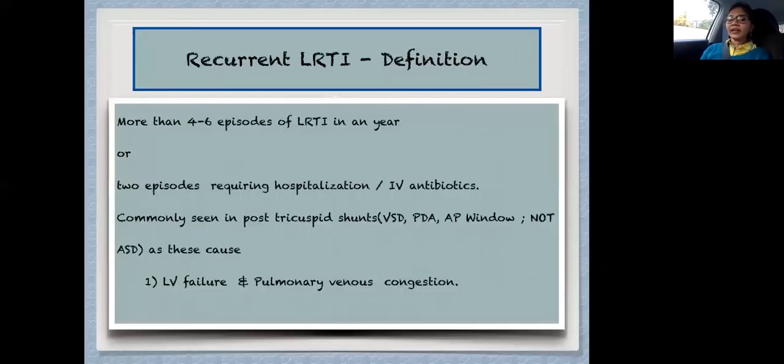How about recurrent LRTI? The best definition of that is more than 4 to 6 episodes of lower respiratory tract infection in a year, or 2 episodes requiring hospitalization or IV antibiotics. And as I mentioned already, it is seen commonly in post-tricuspid shunts, which include VSD, PDA, AP window, and not generally in pre-tricuspid shunts. And we know why it happens, because the post-tricuspid shunts generally cause left ventricular failure and pulmonary venous congestion.